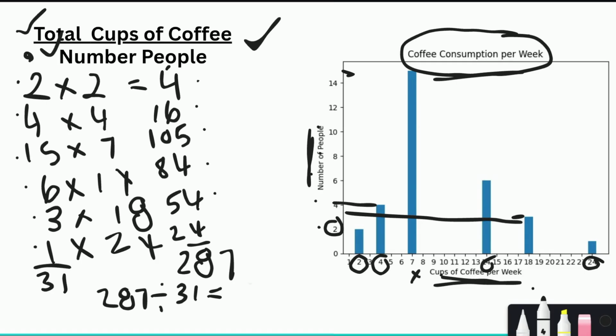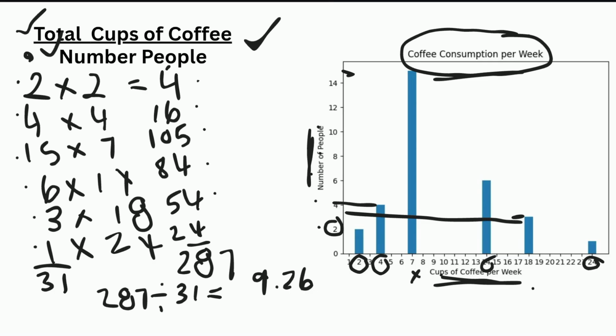And when you divide that, it is 9.26, and if we want to round that to a whole number, that would be 9 cups.